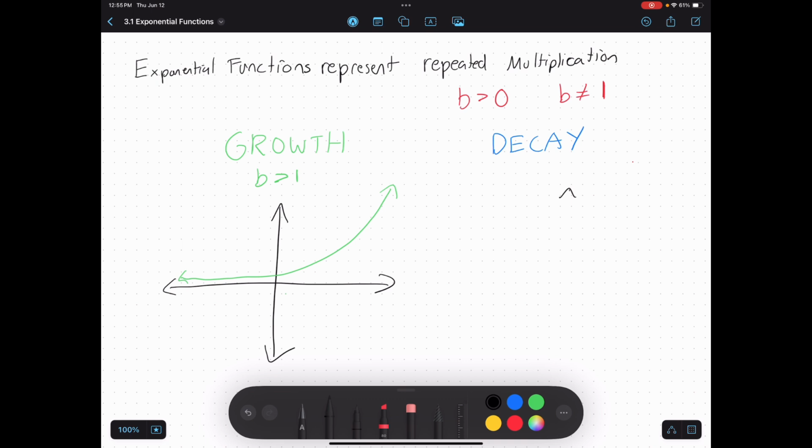Well, a decay function looks very similar, except it's going the other direction. Because with the decay function, as you multiply it by your base over and over again, the number's getting smaller, and the only way that happens is if your base is between 0 and 1.